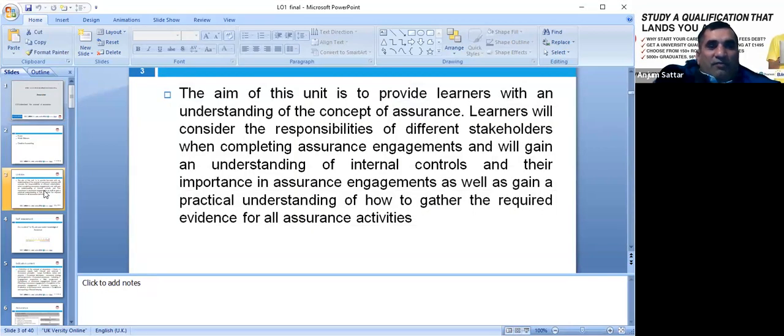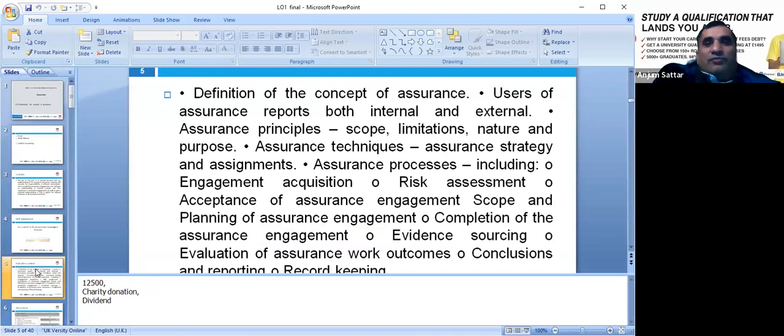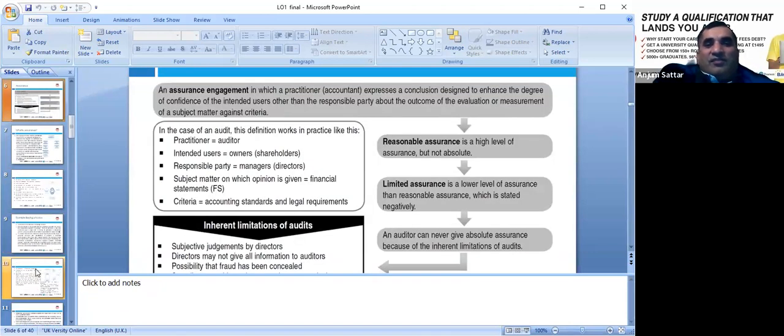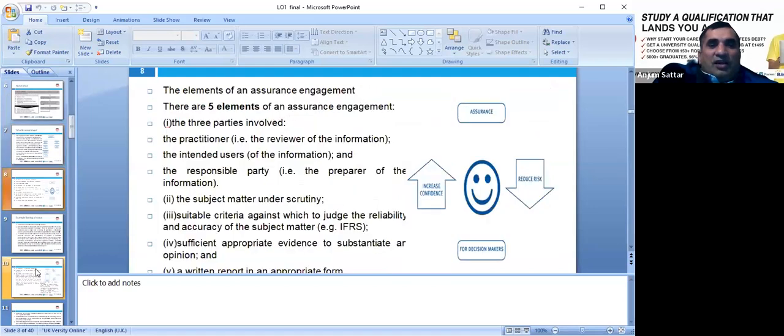So that's what we discussed. It's always good to reflect when we start. We discussed positive and negative assurance and risk assessment: reasonable assurance is a high level of assurance, and limited assurance is a low level of assurance. The practitioner is the auditor, and the intended users are the shareholders, with responsible parties being the managers and financial statements. We can look around at some risks. So these we discussed in our lesson 1, the different types of assurance.